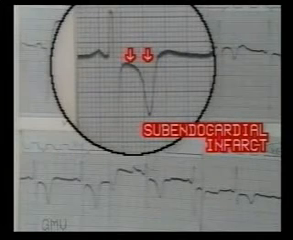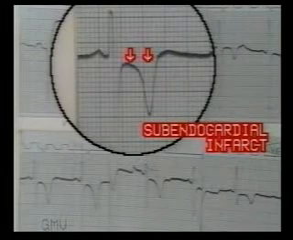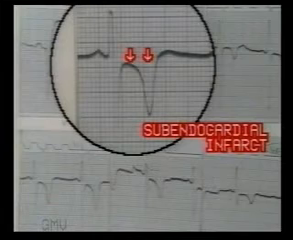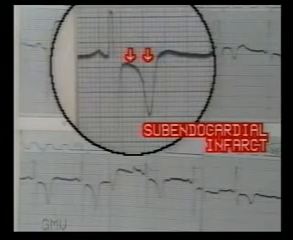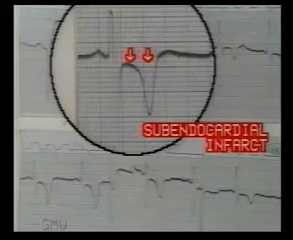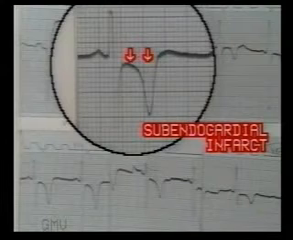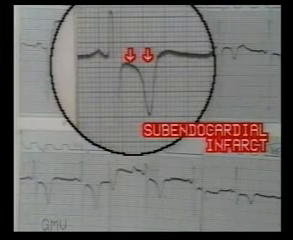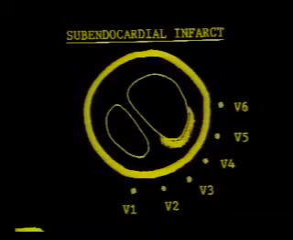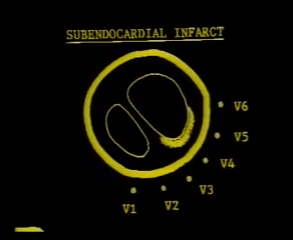When there is ST segment depression with inverted T waves, as in this ECG, where the ST segment is depressed and the T wave is deeply inverted, this is subendocardial infarct. When only the subendocardial portion of the myocardium is infarcted, not the full thickness, then several chest leads show ST depression with T wave inversion.